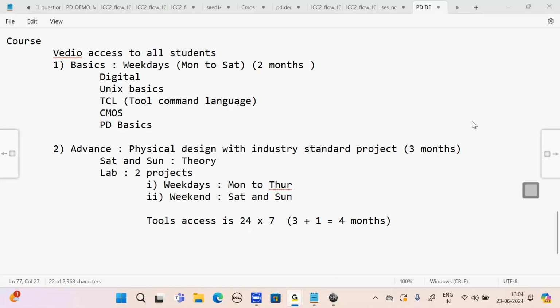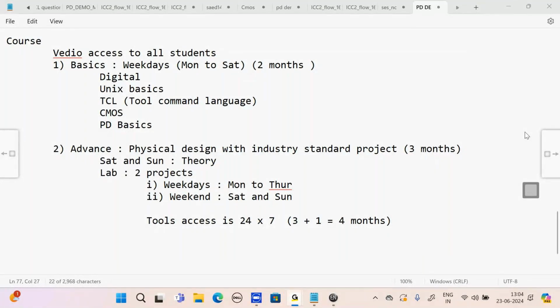What is a class tensor? See, we have the licenses, 30 licenses at a time. So we cannot have more than 30 students at a time, right? Basics, I can have 60 students at a time. I don't have any problem. But for advanced physical design, hardly 30 or at most 35 students in a batch for advanced courses. For basics, it can be up to 60 per batch.